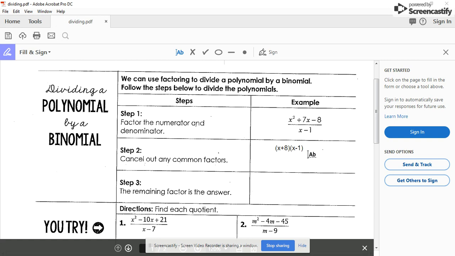So what you're going to notice is that one of the factors in the numerator is the exact same thing as the factor in the denominator. And what we can do is we can cancel those out. We can cancel out x minus 1 and x minus 1 because right here in between there's a multiplication symbol. And so we're allowed to do that. So when we cancel out x minus 1 and x minus 1, the remaining factor is x plus 8, which is our answer. So that's all you do.